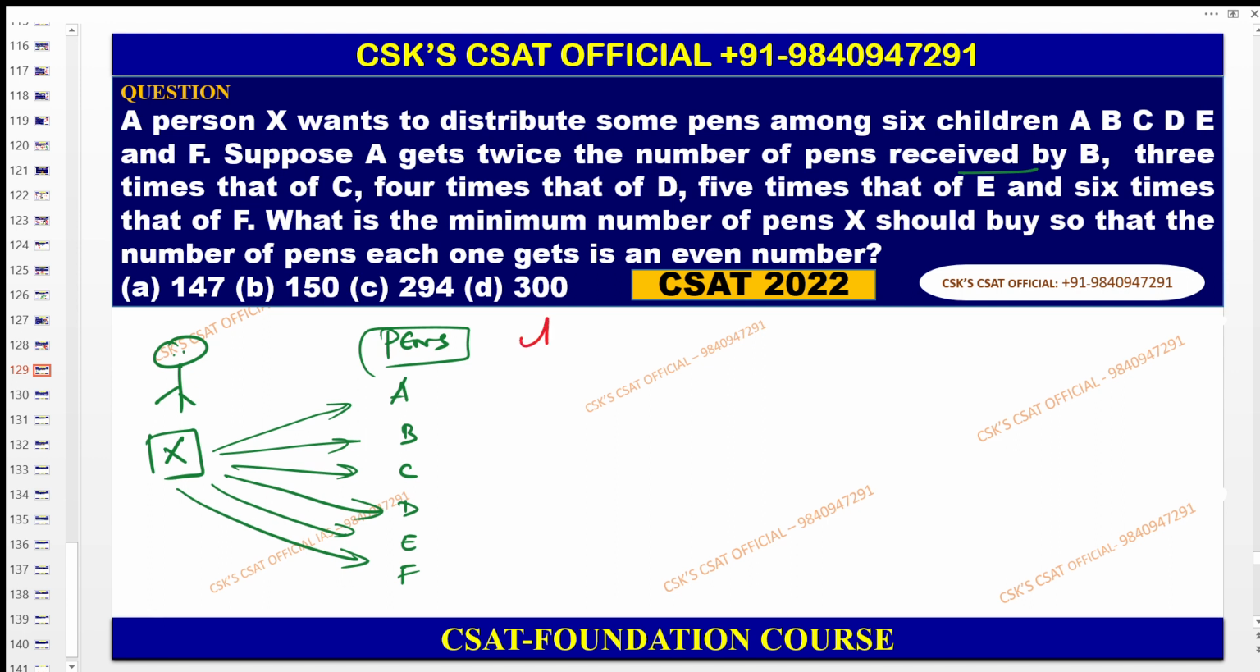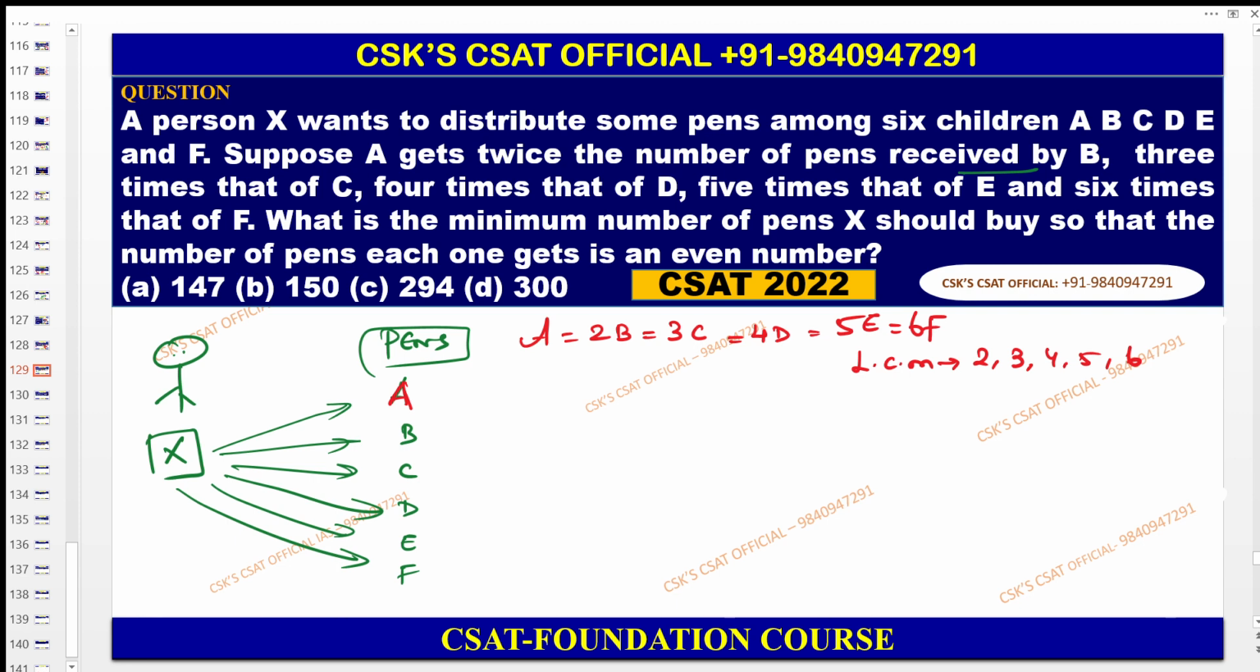So you can make an equation here. A is equal to 2 times that of B, 3 times that of C, 4 times that of D, 5 times that of E, 6 times that of F. The simple thing here is to take the LCM of 2, 3, 4, 5, 6. What is the LCM of this one?